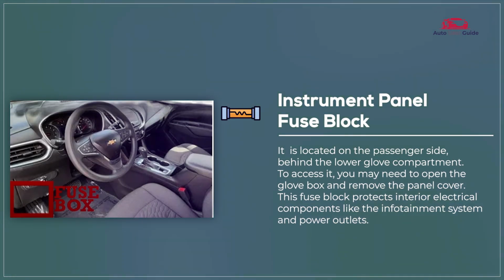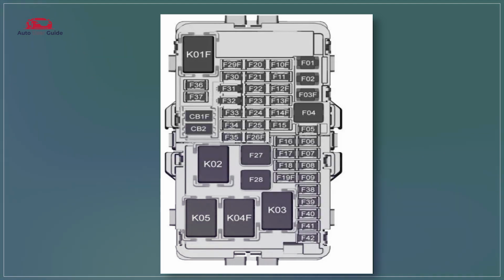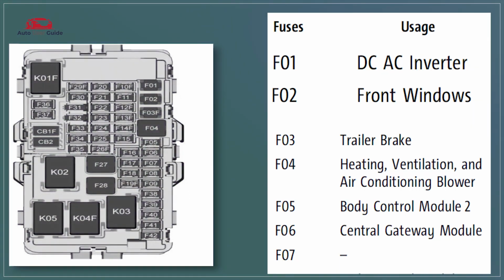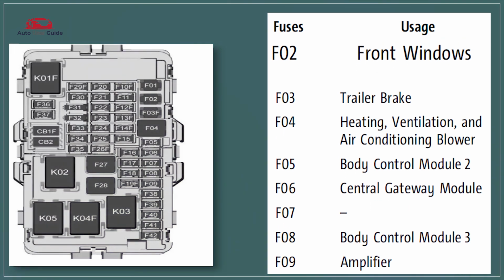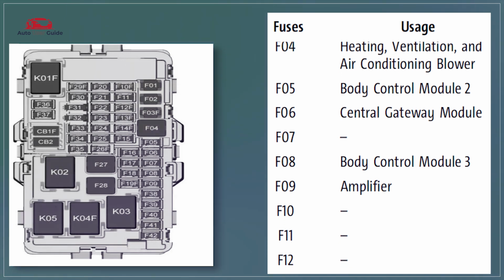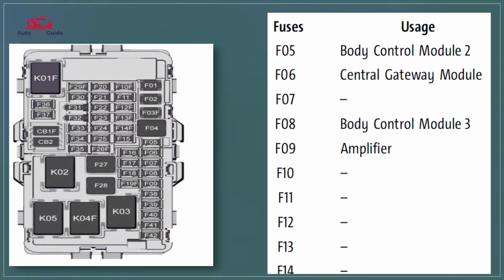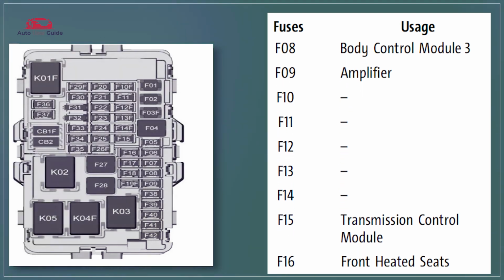Instrument panel fuse block. The instrument panel fuse block in the 2022 Chevrolet Equinox is located on the passenger side, behind the lower glove compartment. To access it, you may need to open the glove box and remove the panel cover. This fuse block protects interior electrical components like the infotainment system and power outlets.